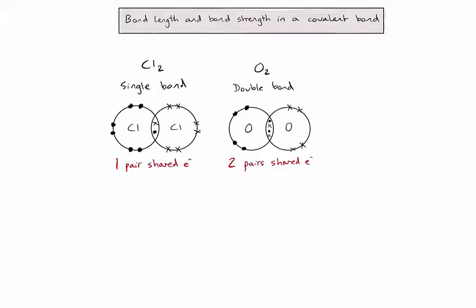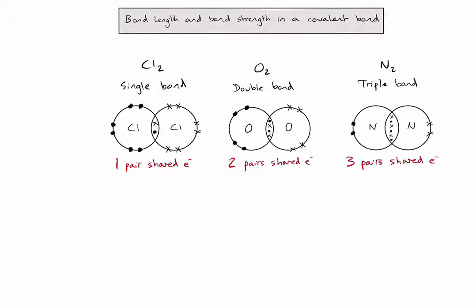Finally, let's take the example of nitrogen, more specifically a nitrogen molecule, which contains a triple bond. Here's a nice Bohr model diagram of that. And in this case, you'll notice there are now three shared pairs of electrons in the middle. Knowing the definition of a covalent bond, we should be able to predict the bond length and bond strength of these three molecules relative to each other. So you don't need to predict specific numbers, but comparatively.